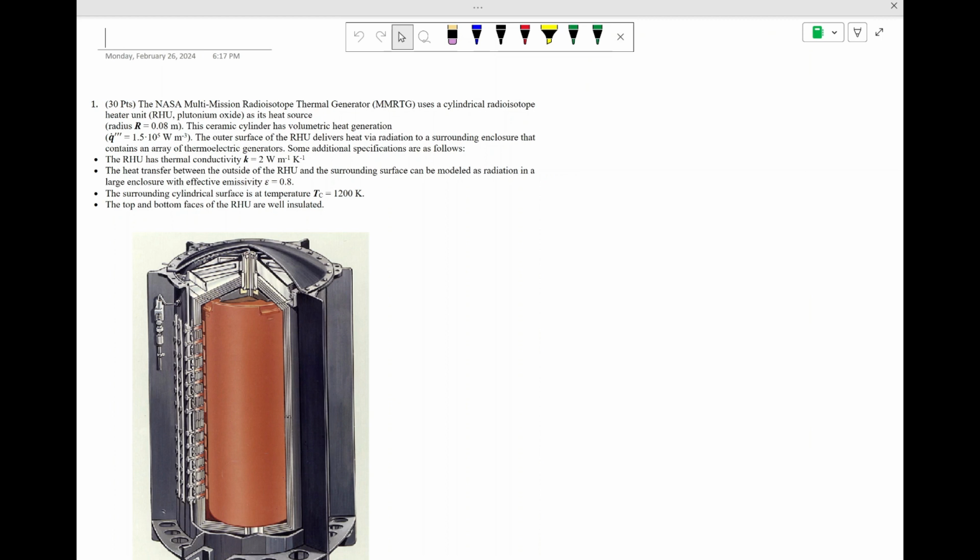So the ceramic cylinder is going to generate heat at a certain rate, and it has some material properties, and there's a surrounding enclosure. We're modeling the heat transfer from the outer surface to this enclosure essentially as radiation. These aren't in direct contact, there's a gap, and there's radiation with an effective equivalent emissivity, epsilon, of 0.8. For now, we're going to ignore the top and bottom faces and think about this as a very long cylinder, such that the end effects at the top and bottom are not significant.